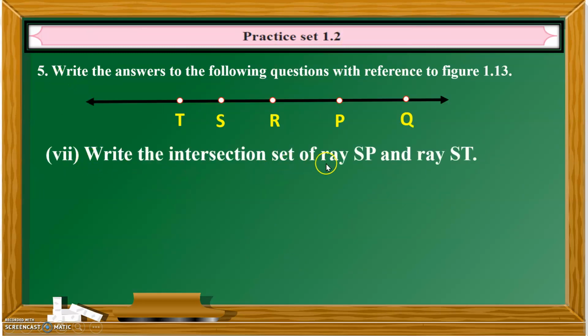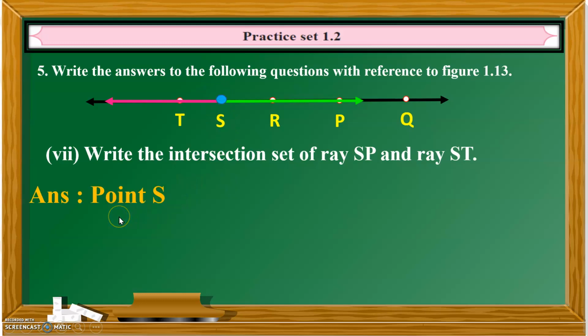Write the intersection set of ray SP and ray ST. So ray SP is in this direction and ray ST towards the left. I have used the pink color to indicate the rays towards the left and the green color to indicate rays towards the right. So the intersection of these two rays, both starting with S. What is the common here? This point S. So what will be the answer, children? Intersection means common point. So the intersection will be point S.